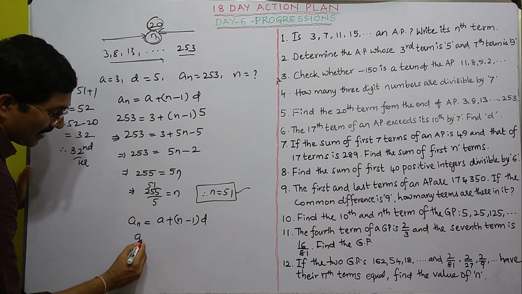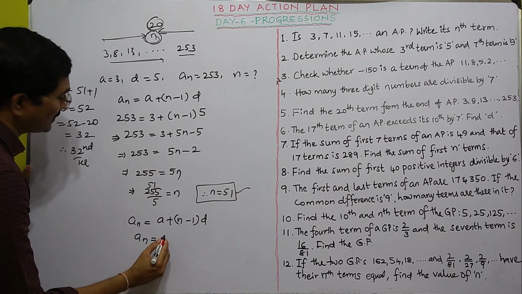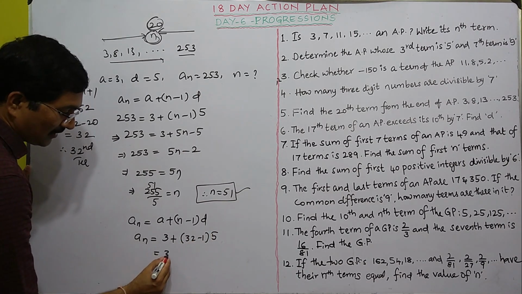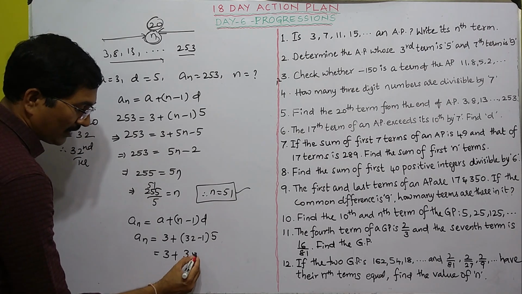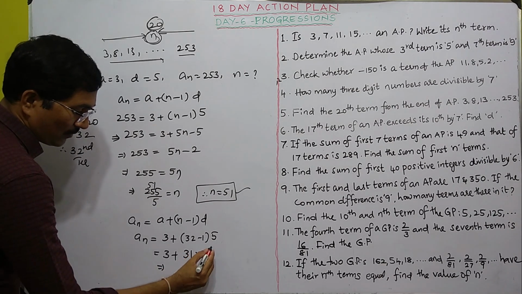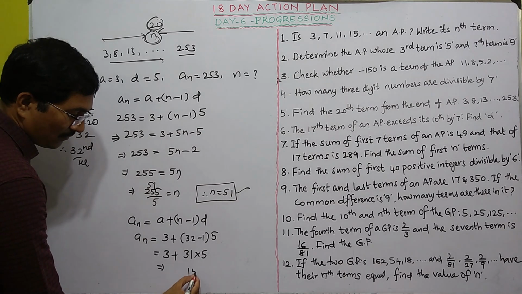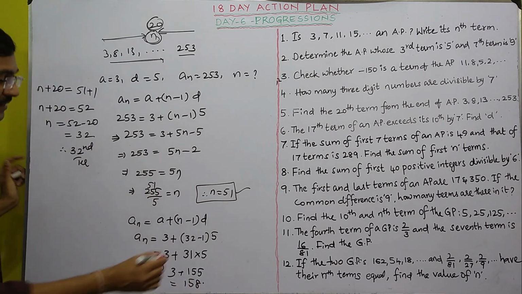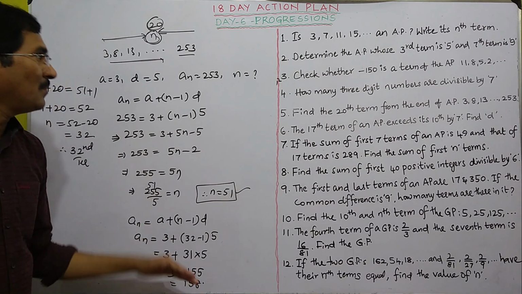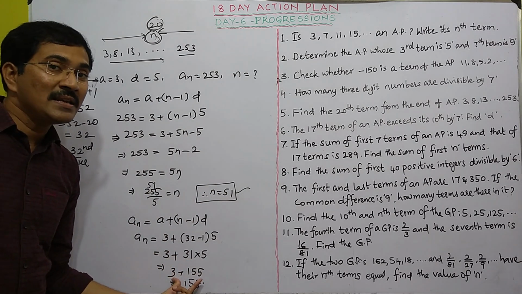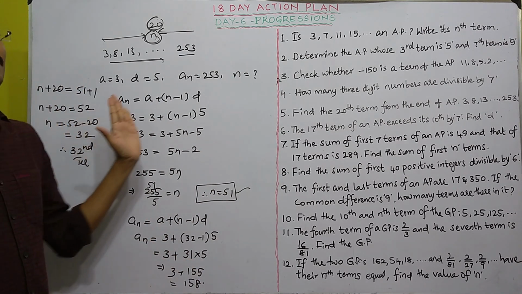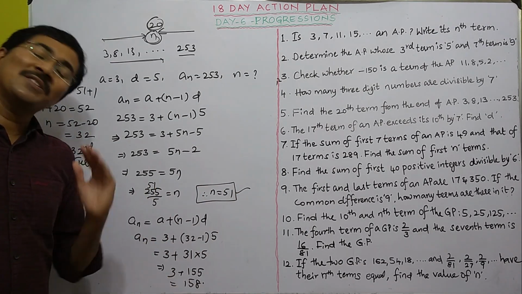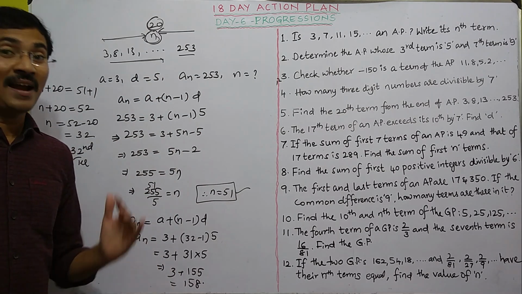That is nothing but an is equal to a, which is 3, plus 32 minus 1 into 5. So this becomes 3 plus 31 into 5. 31 into 5 becomes 155, plus 3, that is equal to 158. Therefore, the 20th term from that end will be 158, which is the 32nd term from this end. Very simple, very interesting and great. Once more, salute to the great mathematicians and the scientists of math.